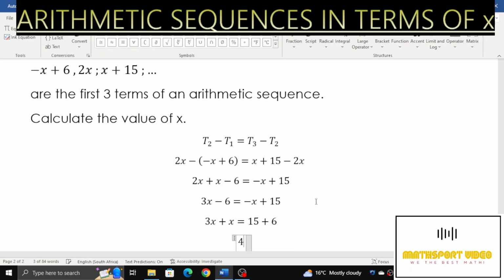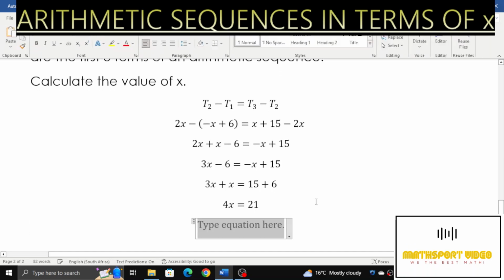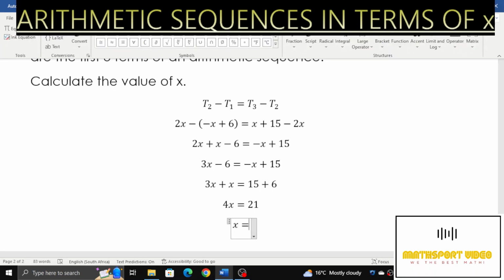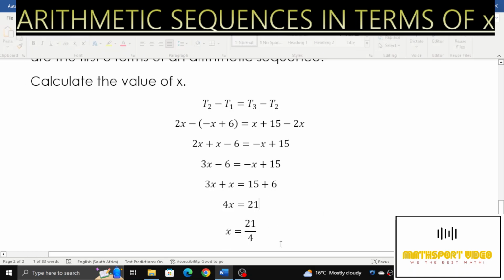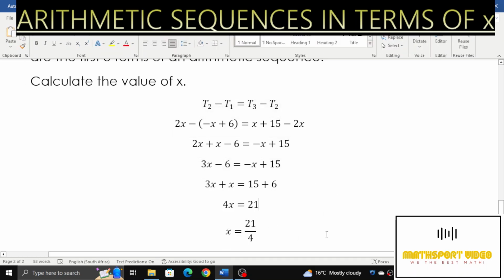In the next step, work out 3x plus x is 4x. Work out 15 plus 6, which is 21. And so then divide by 4 on both sides, and we get 21 over 4. Boom, there's our answer. x equals 21 over 4.